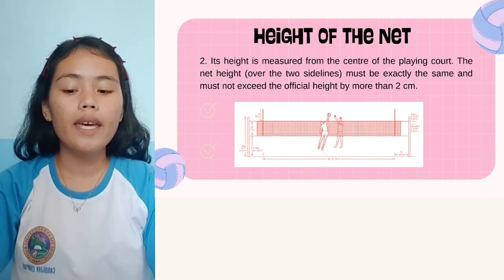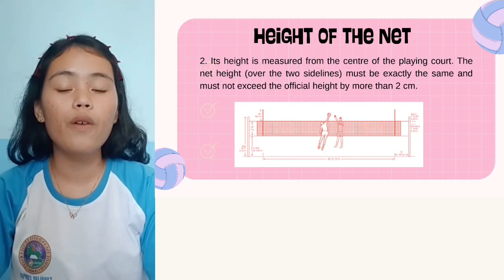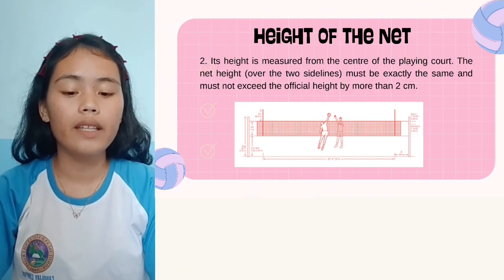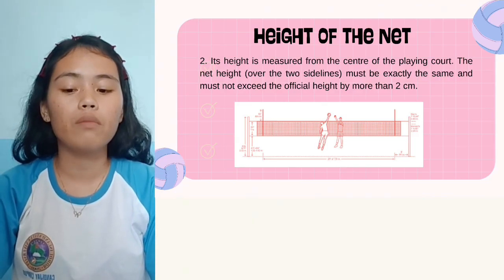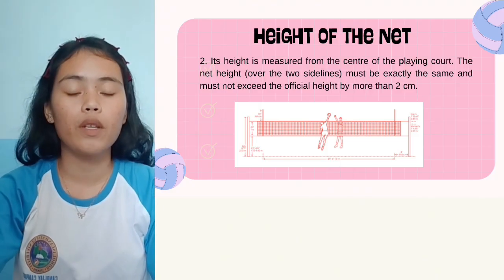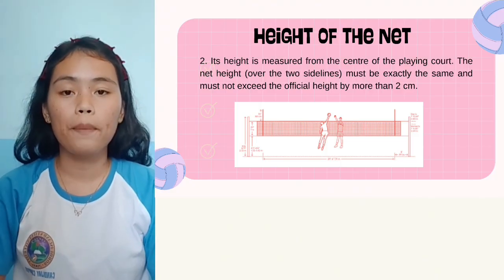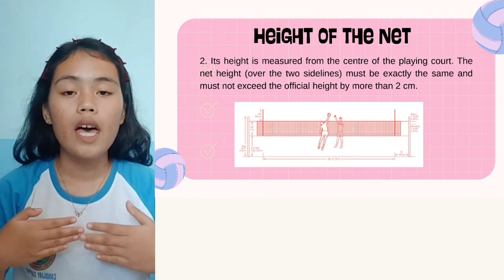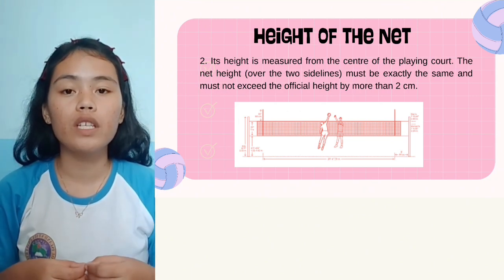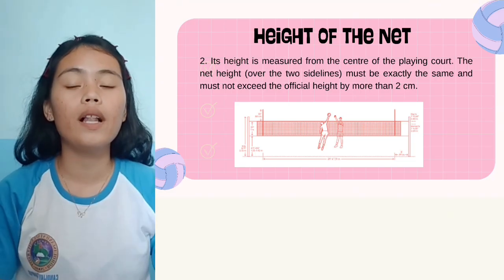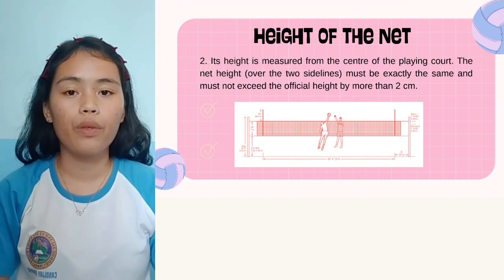Number 2, its height is measured from the center of the playing court. The net height over the 2 sidelines must be exactly the same and must not exceed the official height by more than 2 cm. So the placement of the net must be aligned with the center line, and the measurement at the middle of the net must be equal in height on both sides.